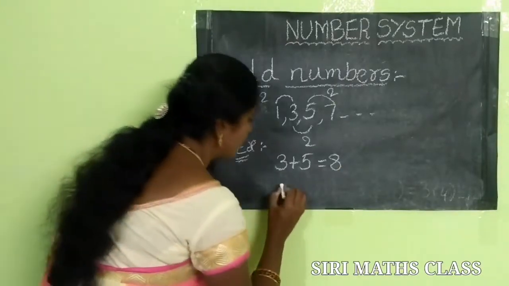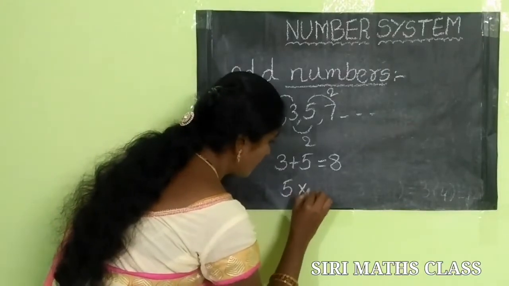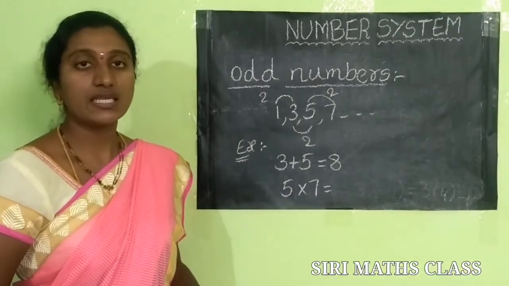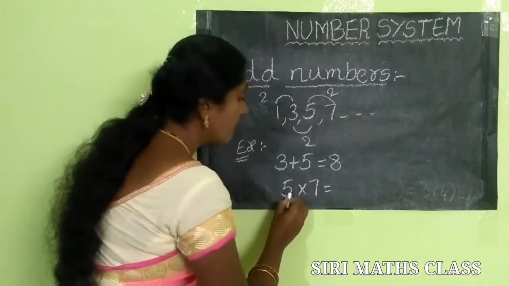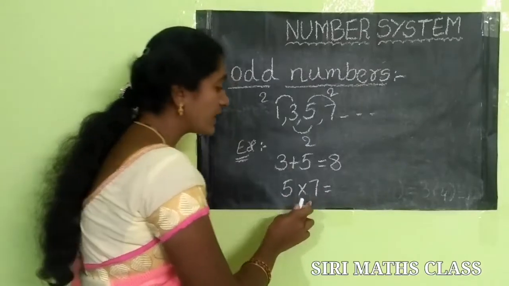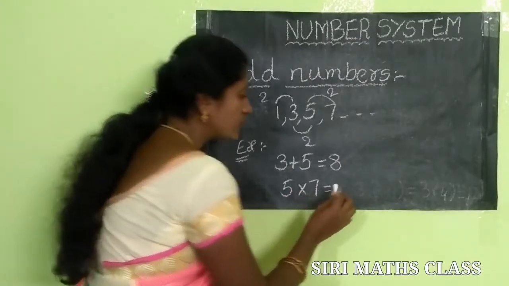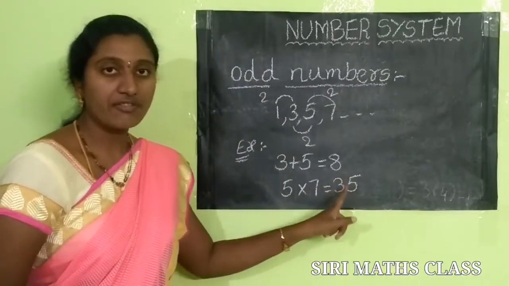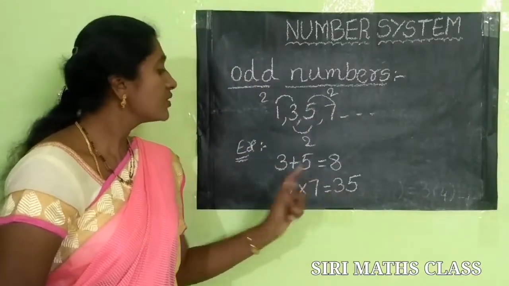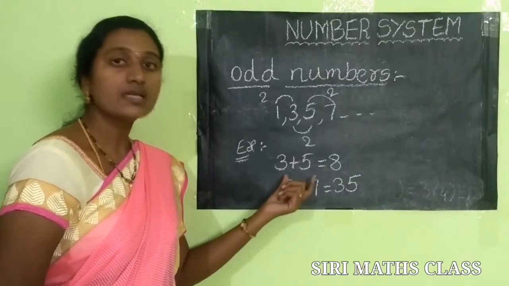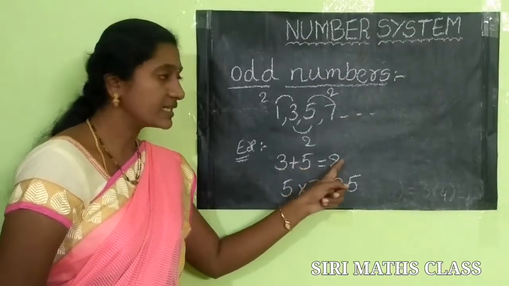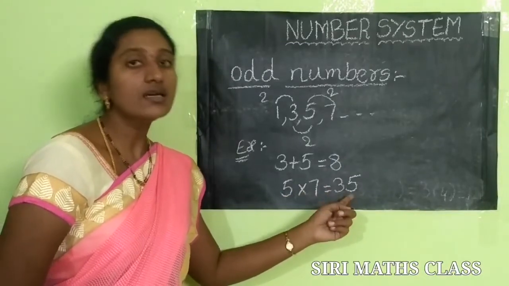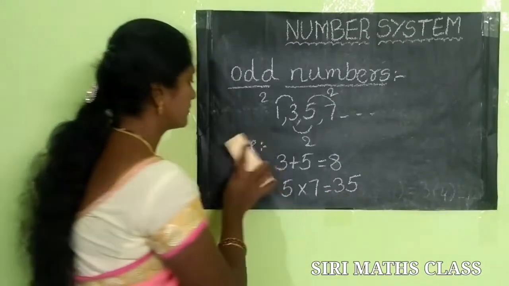Next we take the product. The product of any two odd numbers is an odd number. See here, 5 is one odd number, 7 is also an odd number. We multiply these two values: 5 sevens are 35. 35 is an odd number. So in these two conditions, remember: the sum of two odd numbers is an even number, and the product of two odd numbers is an odd number.